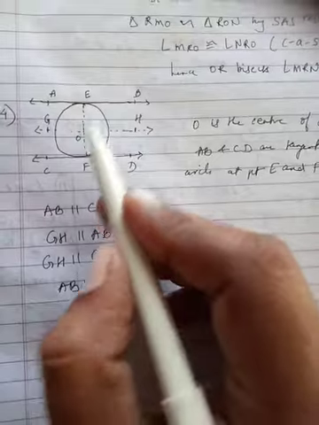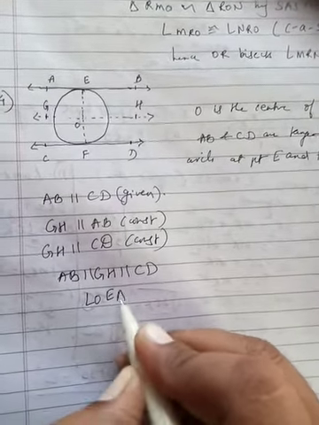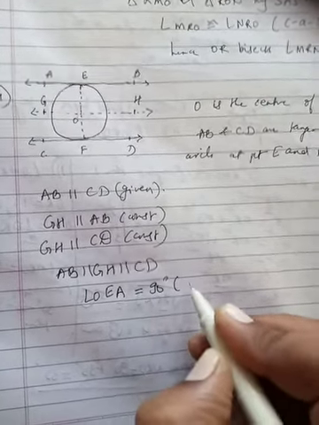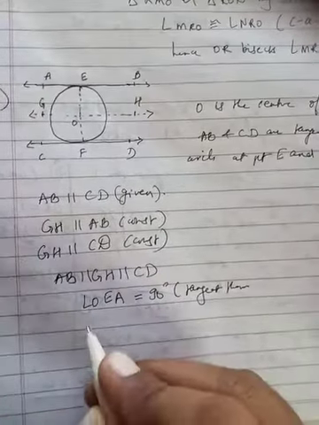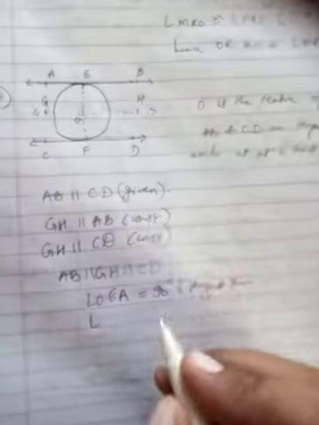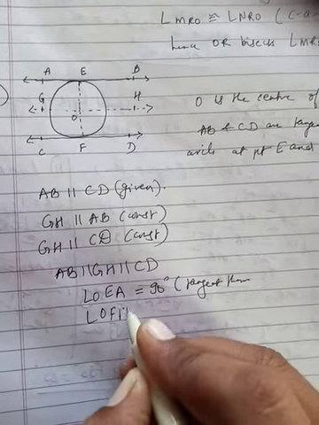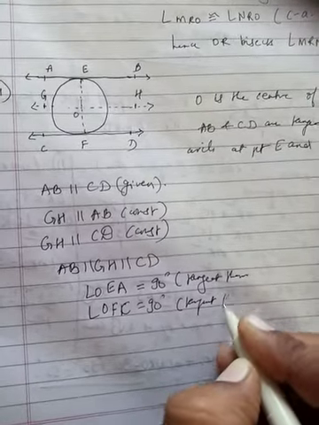Now see OEA. Angle OEA is equal to 90 degree, and reason is by tangent theorem. Similarly, angle OFC is equal to 90 degree, reason is same, tangent theorem.